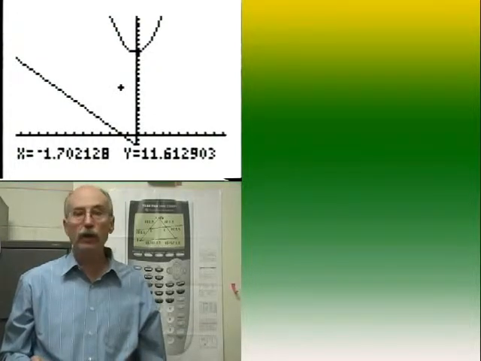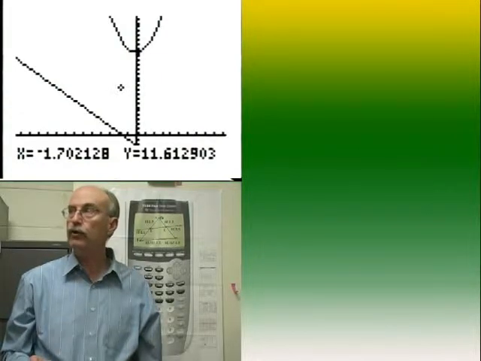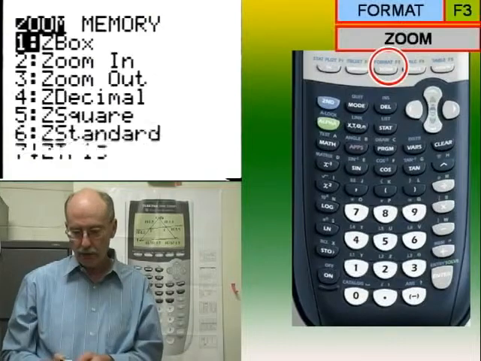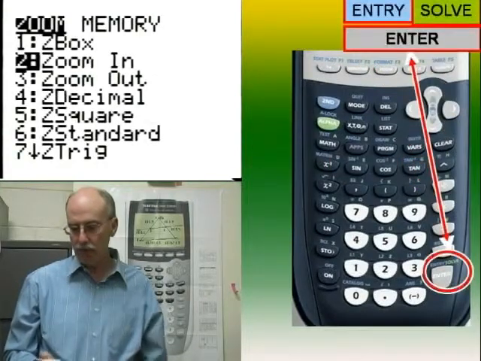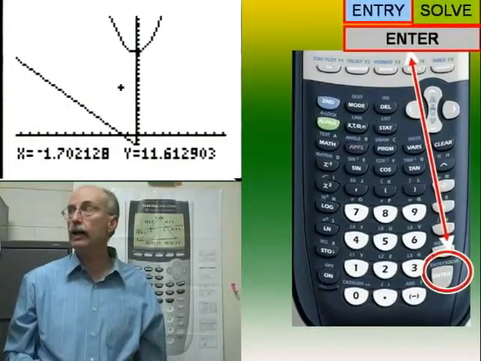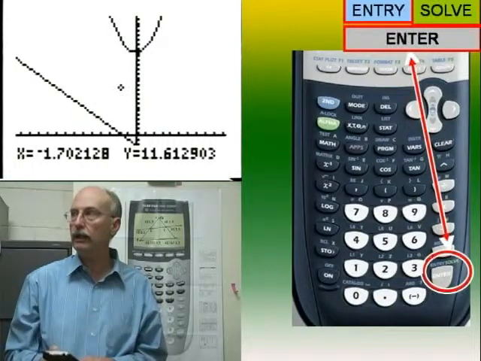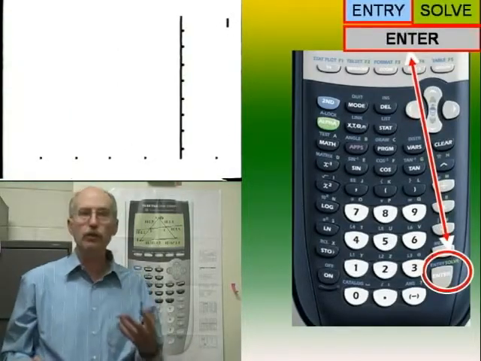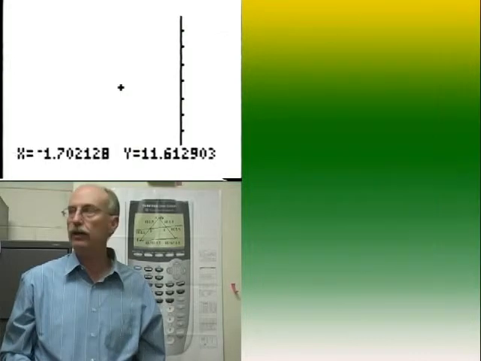If we wanted to zoom back in, we could certainly zoom in. But if we zoom in, we're going to zoom right in the middle of that screen. So let's hit zoom. We'll go to zoom in. Just like zoom out, you have to hit enter a second time to zoom in once. And we've zoomed in, and you can see we zoomed in so close that there's nothing left on the screen.